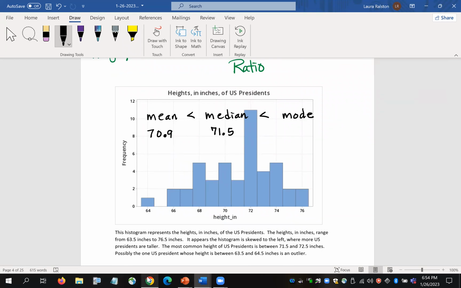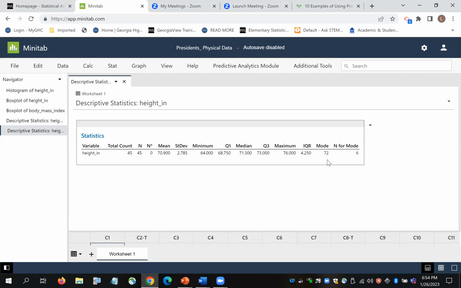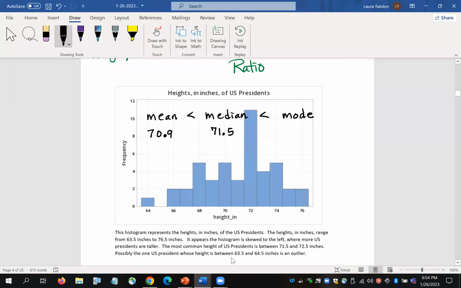And I need to go back to Minitab to get the mode. The mode was 72, and it occurred 6 times. There were 6 presidents who were 72 inches tall. So the mode is 72.